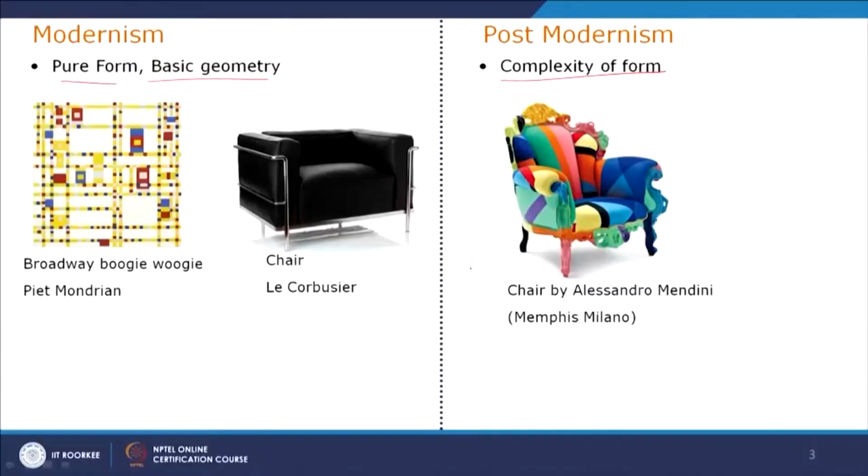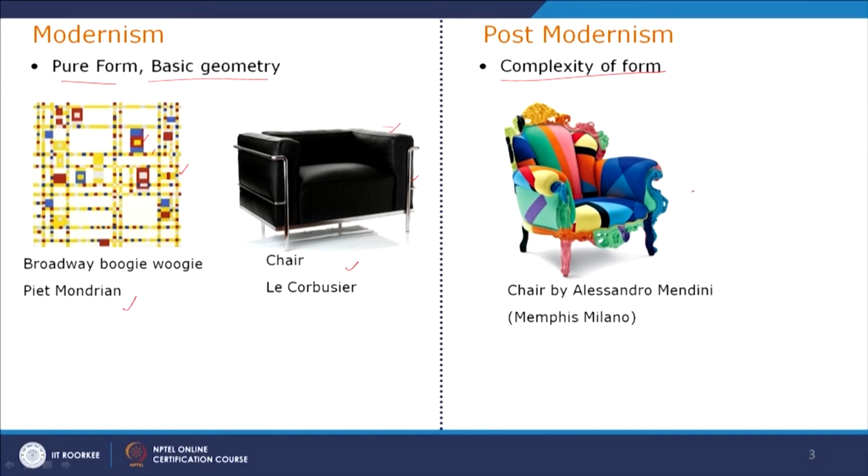Now if we look at this, you remember that we discussed Broadway Boogie Woogie by Piet Mondrian, which was the De Stijl movement, and Le Corbusier's chair, which is absolutely rectangular, with pure material, and the achromatic color black was used. And here you can see the primary colors, red, blue and yellow, are used, and it's absolutely rectangular design, and only squares and rectangles are there in the composition.